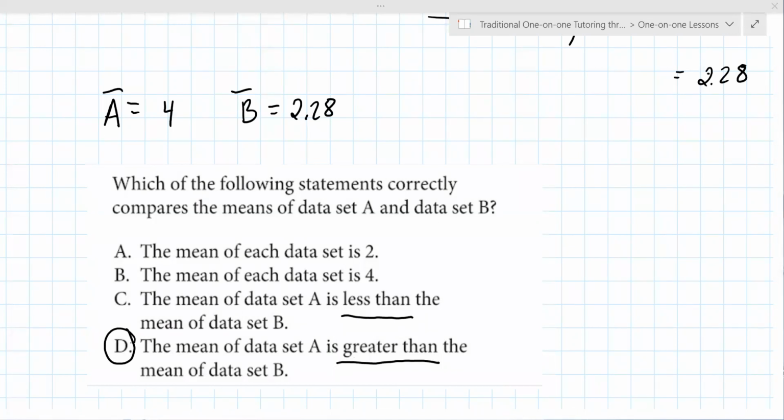Any questions on that? How to calculate a mean? How to calculate a mean. Yes. Nope, that's good. All right.